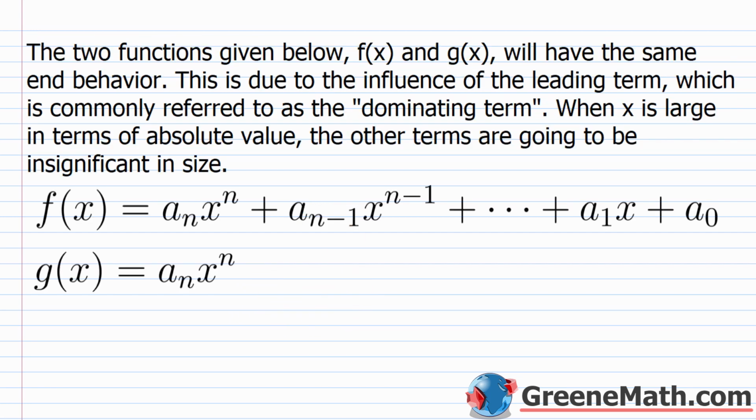The two functions given below, f of x and g of x, will have the same end behavior. This is due to the influence of the leading term. So this guy right here is exactly the same as this guy right here, which is commonly referred to as the dominating term when x is large in terms of absolute value. That means approaching positive infinity or approaching negative infinity. The other terms are going to be insignificant in size.